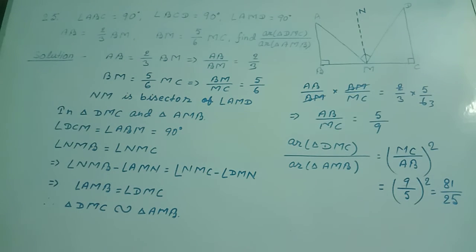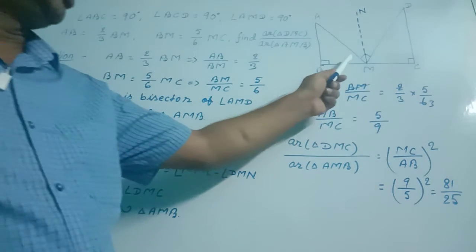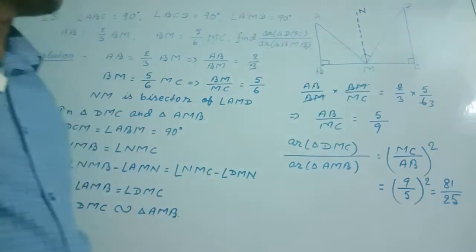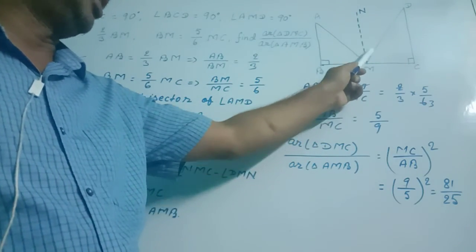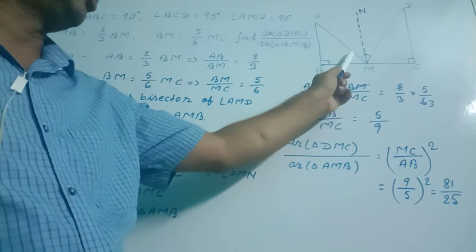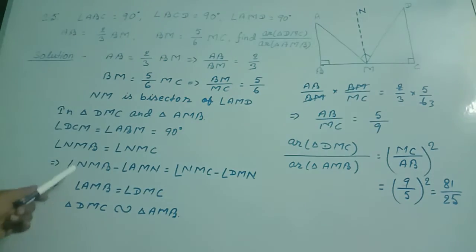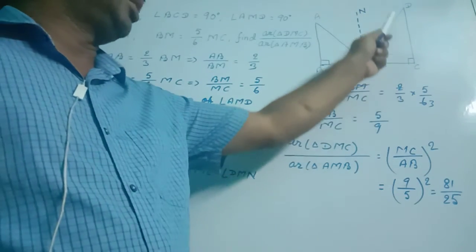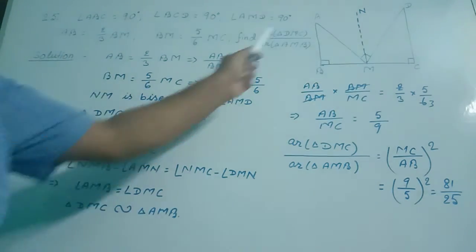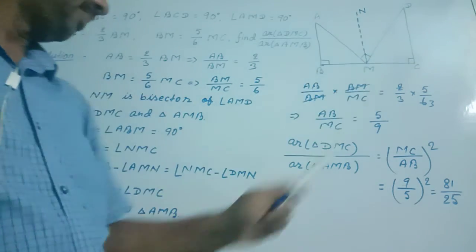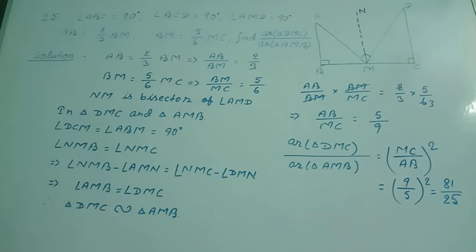Obviously that is 90 degree. And from both sides I have subtracted this angle, this one and this one. This line is the bisector of this 90 degrees. So this much is subtracted from this angle, so this much is left. I mean angle NMB minus angle AMN, and on that side angle NMC minus angle DMN. After subtraction we get angle AMB equal to angle DMC. This is the second condition. Therefore, triangle DMC is similar to triangle AMB.